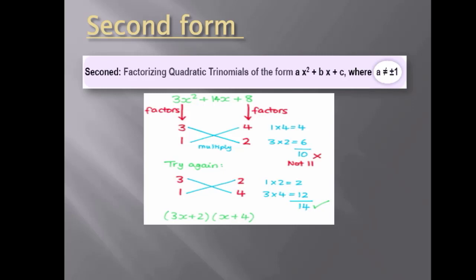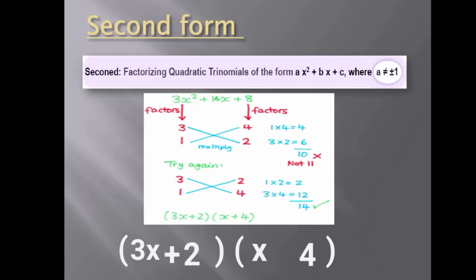Another one like this. 3x and x, 2 and 4. The two signs are positive because the last sign is positive. So if the last sign is positive, the two brackets will take the sign of the middle term.